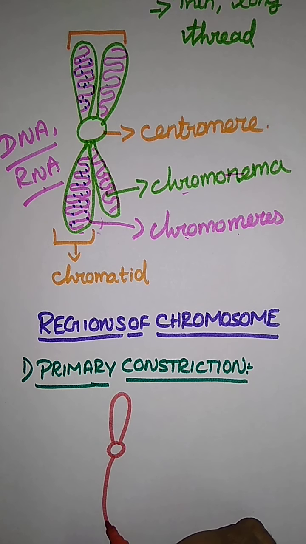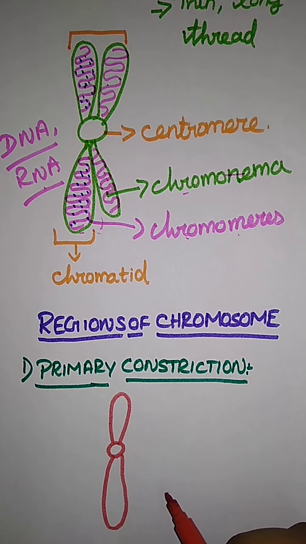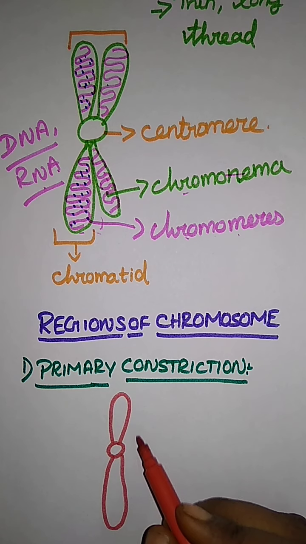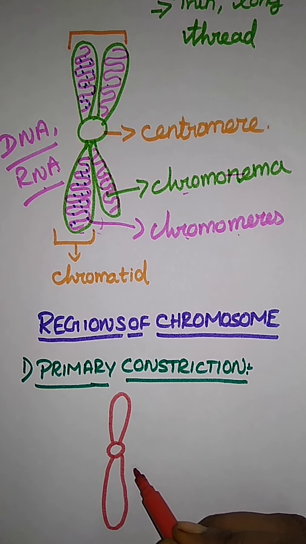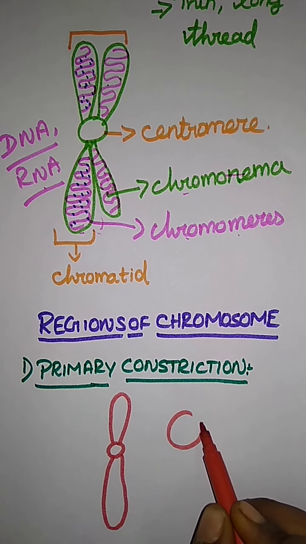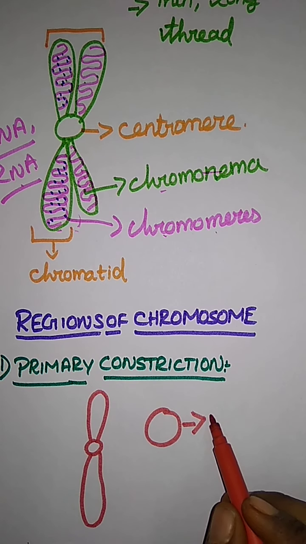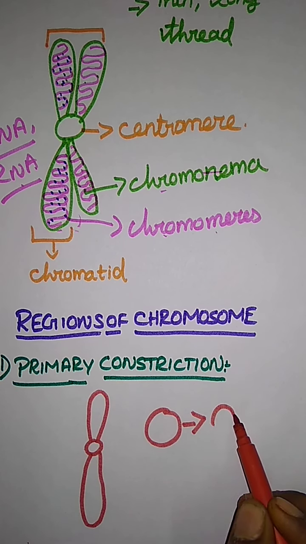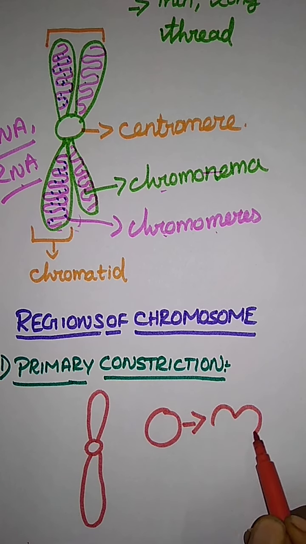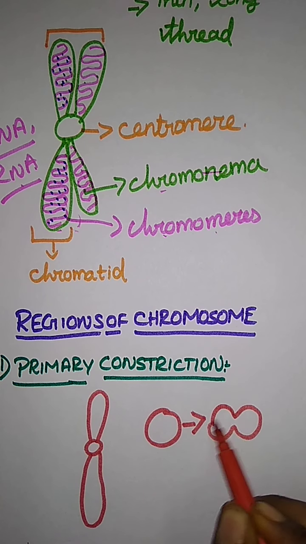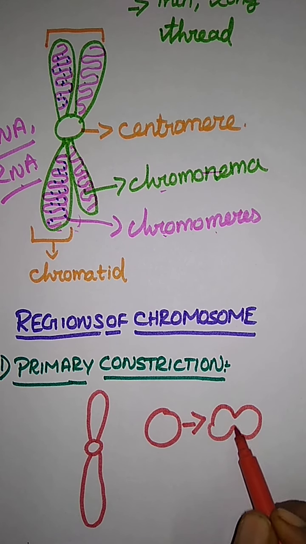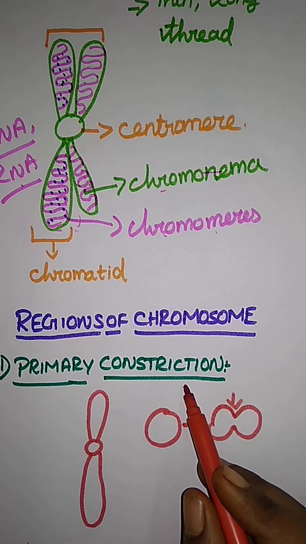You know that this is the structure of a chromosome, right? First thing, primary constriction. Just imagine this is the cell. When they go for cell division, what will happen? The cell wall is there, no? They are making a hollow-like structure. Here it is folded, right? That folded part is given the name constriction.